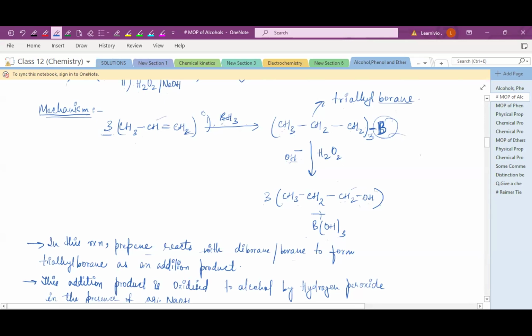First hydroboration, addition of boron, and the second step is the oxidation. So that's why this reaction is known as the hydroboration oxidation reaction. Clear?